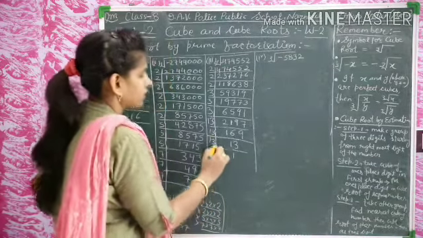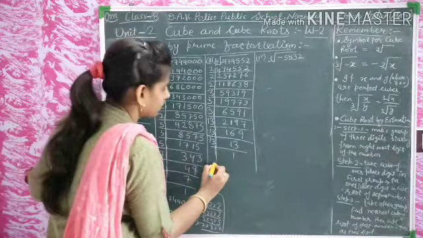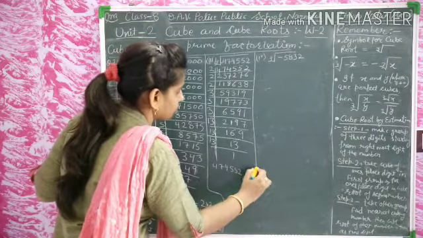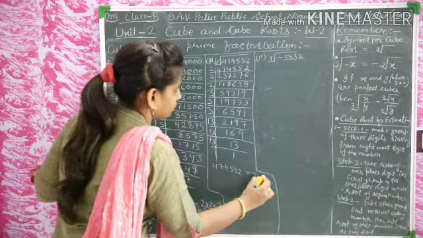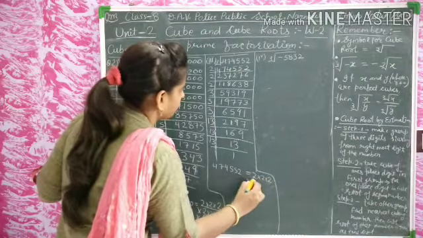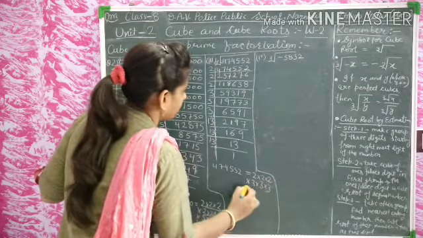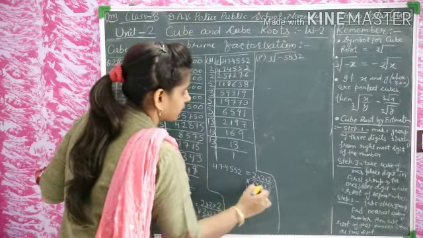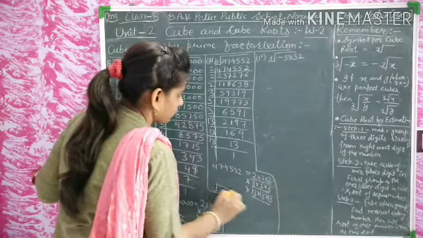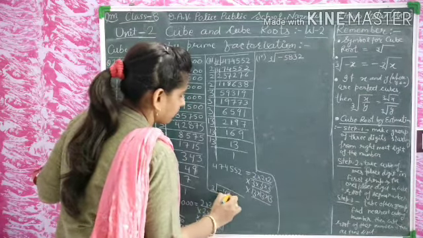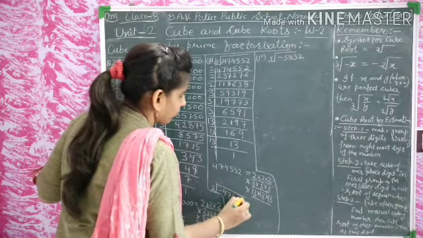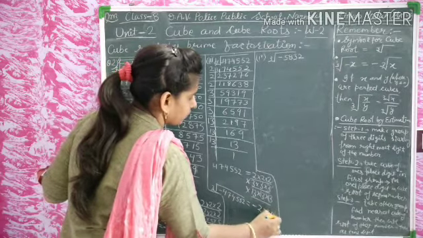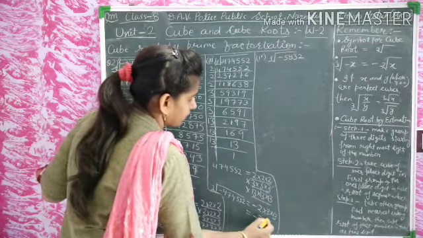These are the prime factorization of this number, so we will write 474552 is equal to 2 into 2 into 2 into 3 into 3 into 3 into 13 into 13 into 13. So students, you are taking the triplets here. These are the triplets. So the cube root of negative 474552 equals minus of 2 into 3 into 13, that is minus 78 here.